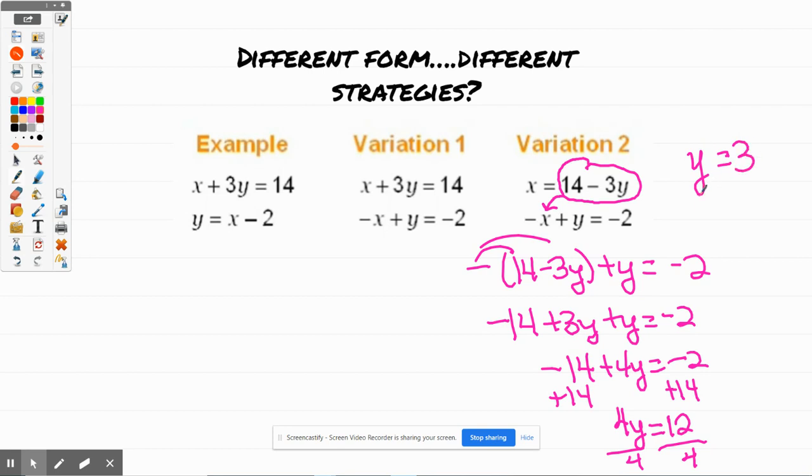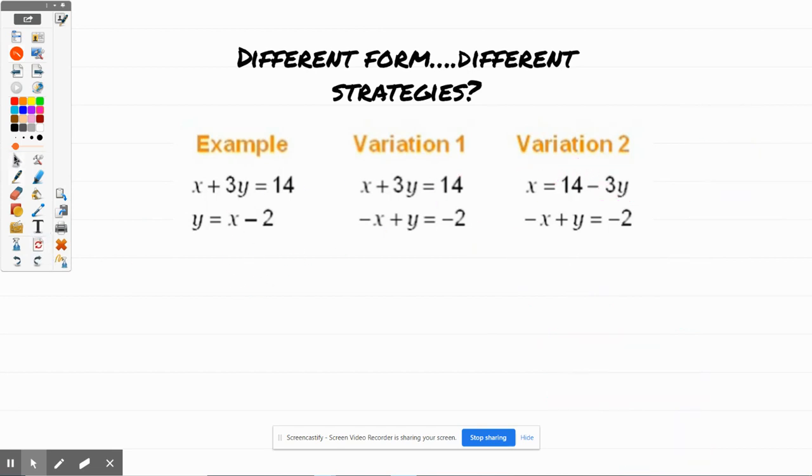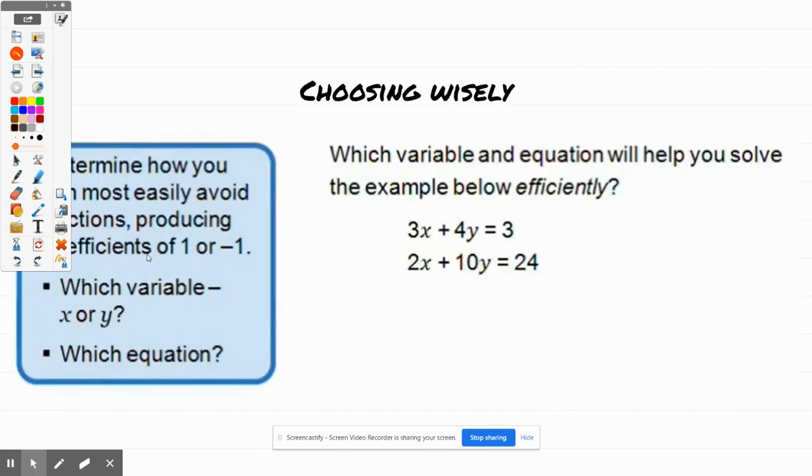Since y equals 3, I can now find what x is. I'll plug it into the top one. 14 minus 3 times 3, 14 minus 9 is 5, and x equals 5, no matter which way you did it. So one time I substituted for x, one time I substituted for y, and one time I used elimination, and I got the same answer every time.